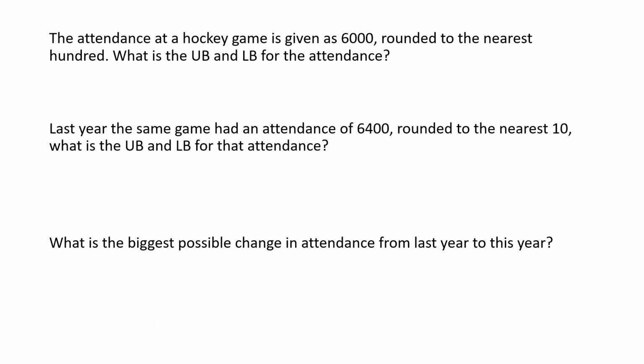Here's an example where we've got to think about whole number amounts. We've got the attendance at a hockey game given as 6,000 to the nearest 100. This time it doesn't ask for an error interval, it asks for upper bound and lower bound. That's just either end of your interval. We should still do 100 divided by 2 is 50, and take that away to get that 5,950 is our lower bound, but our upper bound is 6049 because we can't have 0.9 of a person.